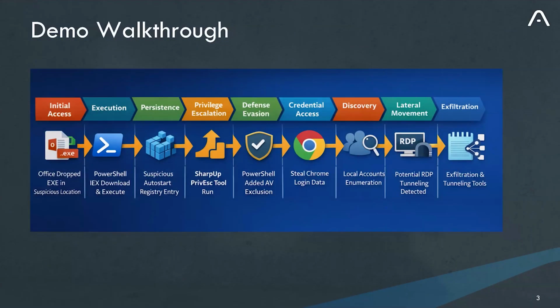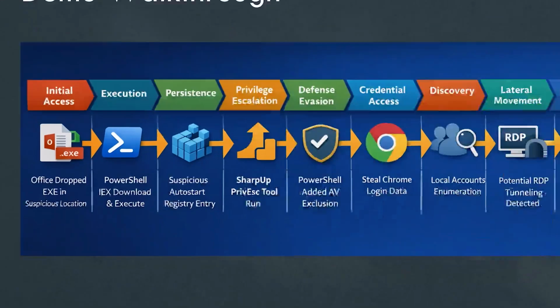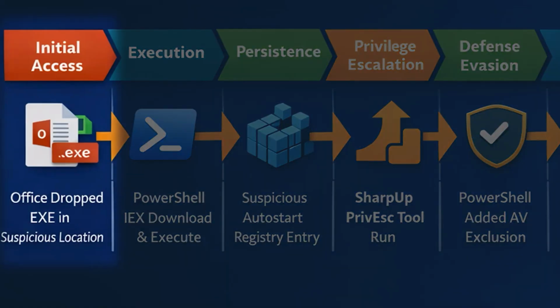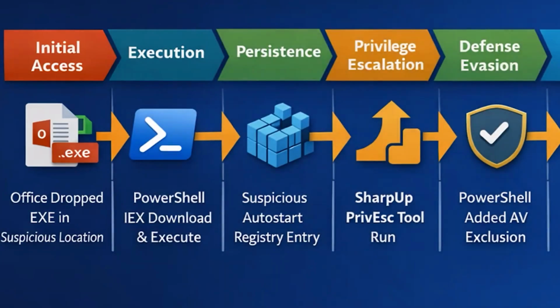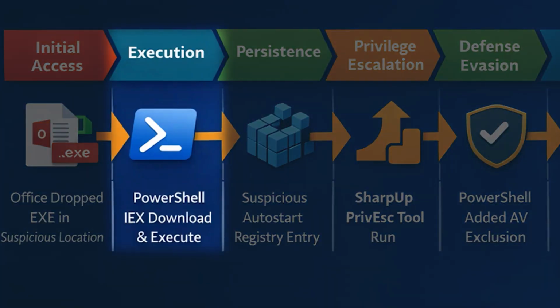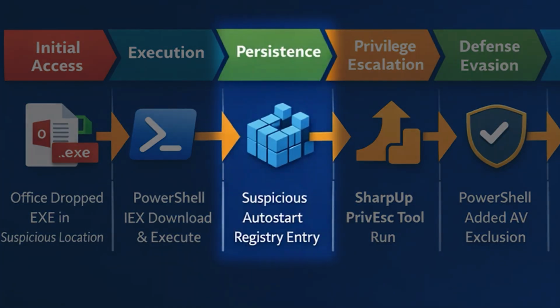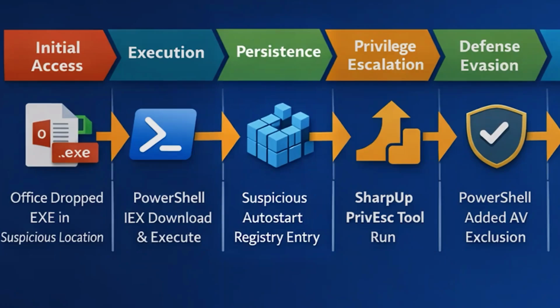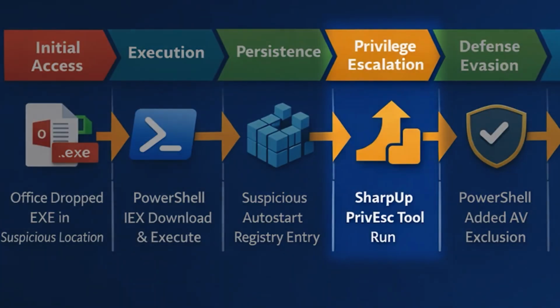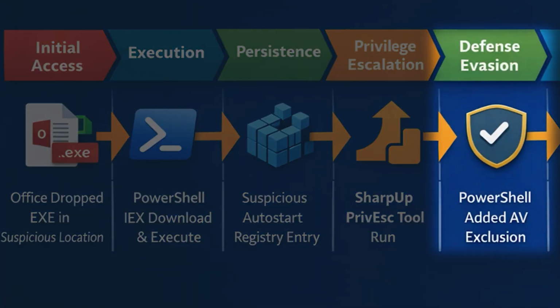Consider an identity-driven intrusion scenario. An Office 365 document downloads and drops an executable in a suspicious location. That executable launches through PowerShell. Persistence is established through registry modification. Privilege escalation follows. Defense evasion then occurs, as the attacker uses PowerShell to reduce detection and bypass security inspection.